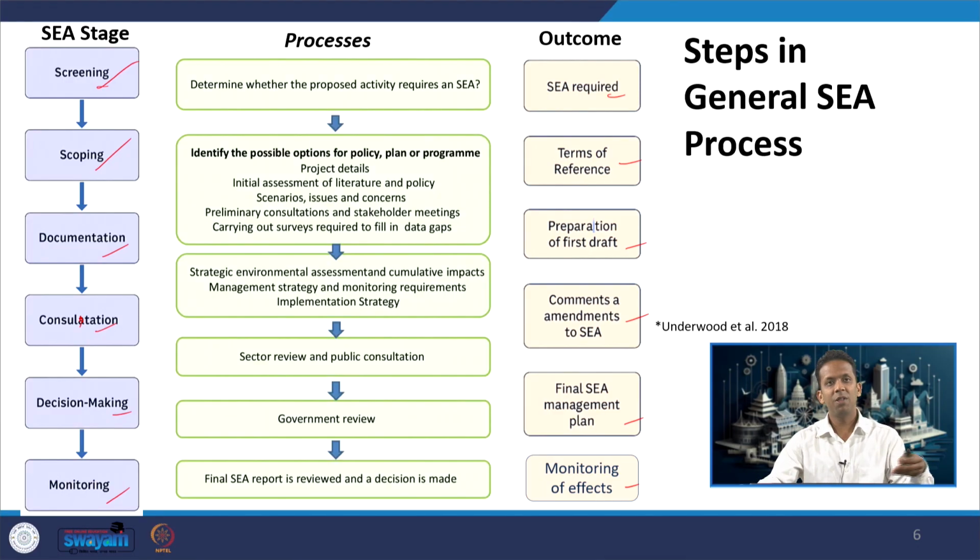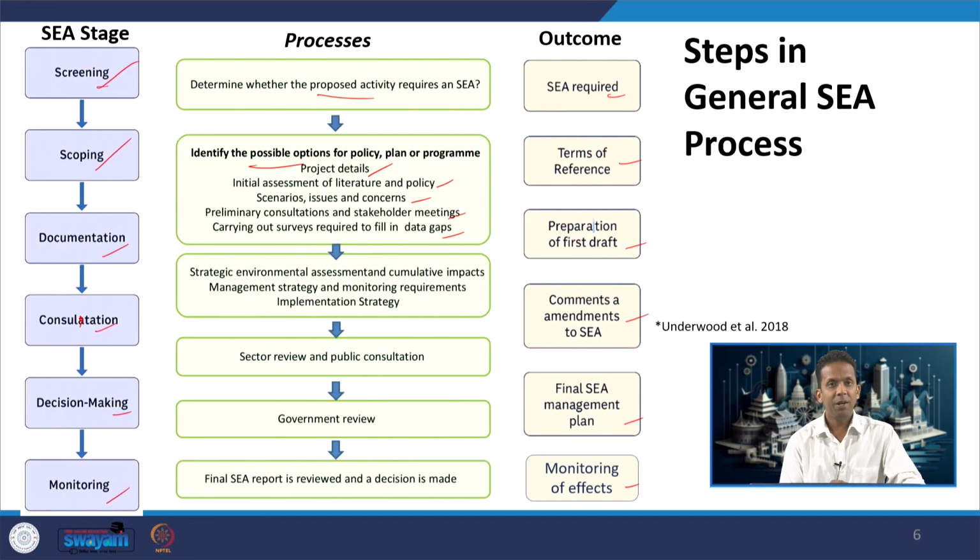And what are the processes involved in between, as each stage results in some outcome. The different processes involved in each stage are like: screening is determining whether the proposed activity requires SEA or not. In scoping, there are a lot of things involved. First, identify the options for this policy, plan or program. You get the details of the project, do some initial assessment of literature or policies, scenarios, issues and concerns. Take some preliminary consultations and do stakeholder meetings, get their opinion, carry out surveys to fill in data gaps. So, a lot of data collection goes on in this scoping stage to know the possible options for each policy, plan or program.